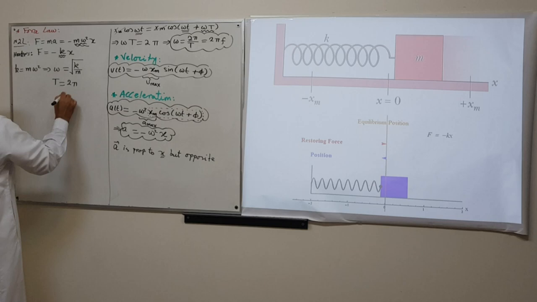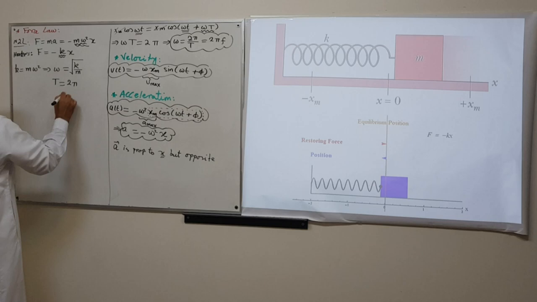Then the problem says, the distance between those points, which points? The points of zero velocity. The distance from here to here is 32 centimeters. Translate that into amplitude. From here to there is two amplitudes. This is one, and this is the other one. So 32 is two amplitudes, and therefore the amplitude is 32 over 2, which is 16 centimeters.